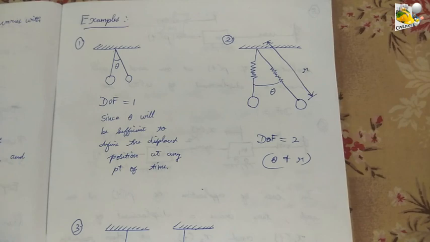Moving on to case 2, consider the same simple pendulum with an extensible spring. Here, a compression can take place in the spring position and a displacement with an inclination of theta will be taking place over here. So, degree of freedom is equal to 2 in this case, where angle theta and the length of the spring, which is denoted by r, is used to denote the degree of freedom.